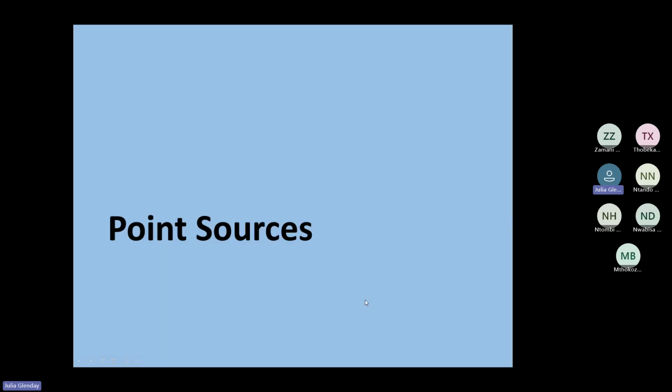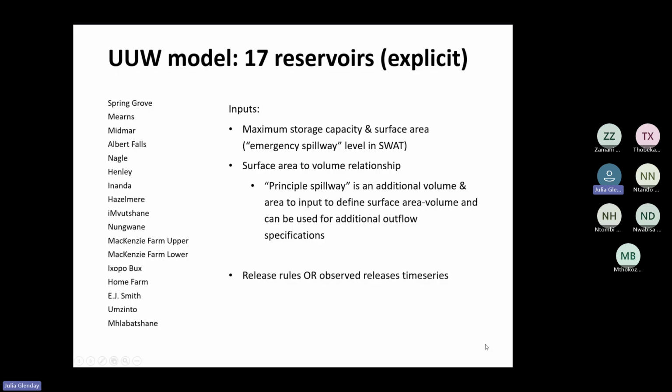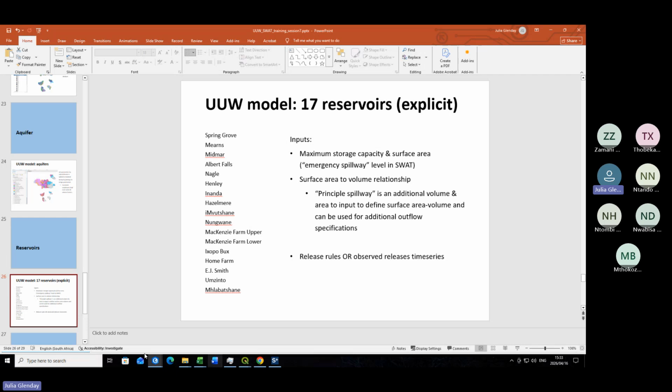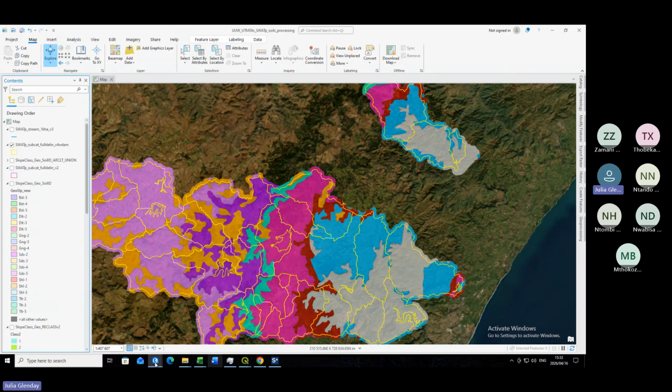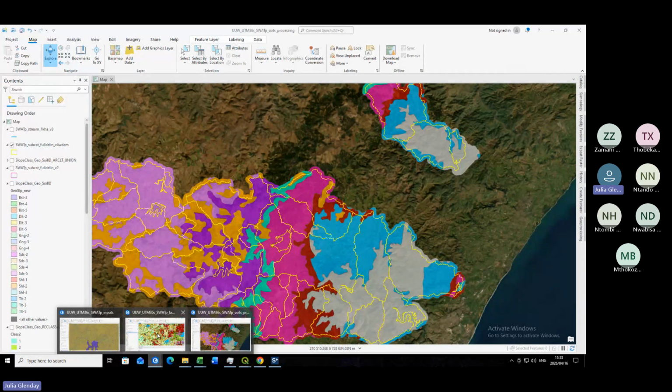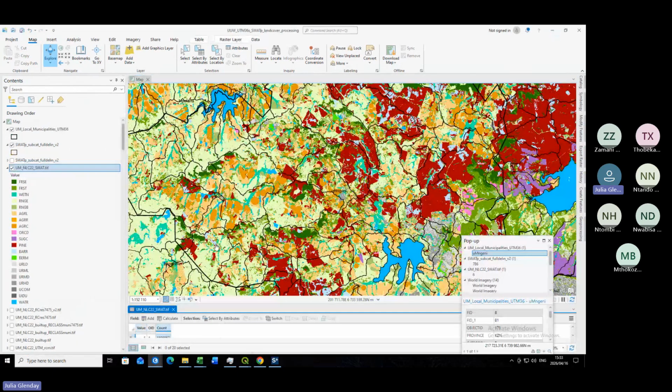Oops, sorry, just jumping out of the presentation for a sec. Where's my, I skipped, yeah. So when we look back at the land cover, there we go.